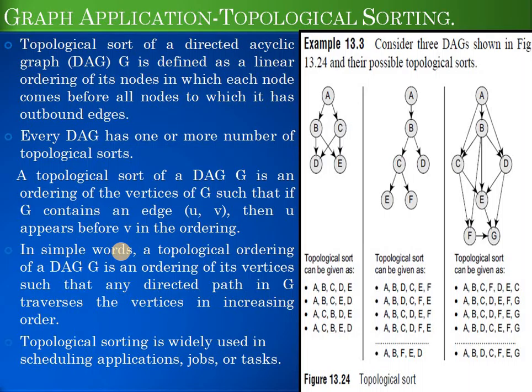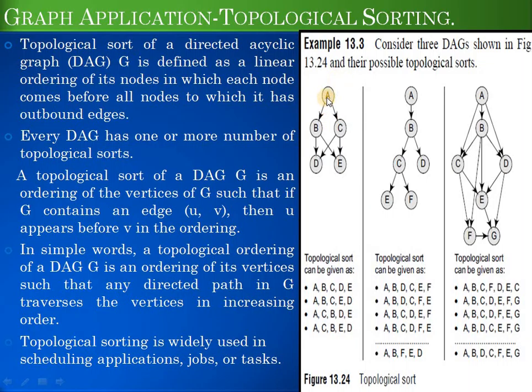In simple words, a topological ordering of a DAG, that is a directed acyclic graph G, is an ordering of its vertices such that any directed path in G traverses the vertices in increasing order. Topological sorting is widely used in scheduling applications, jobs and tasks. Here we have an example.